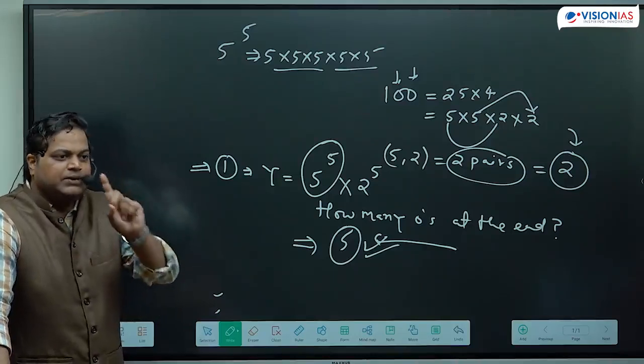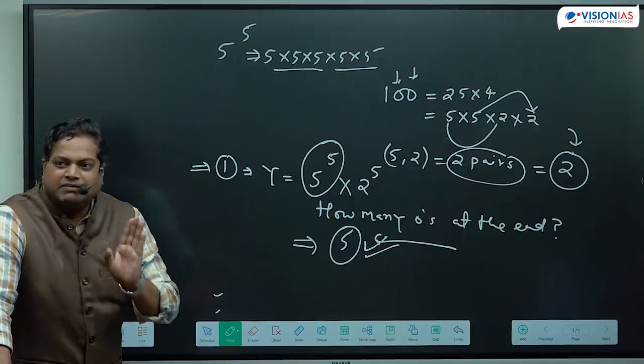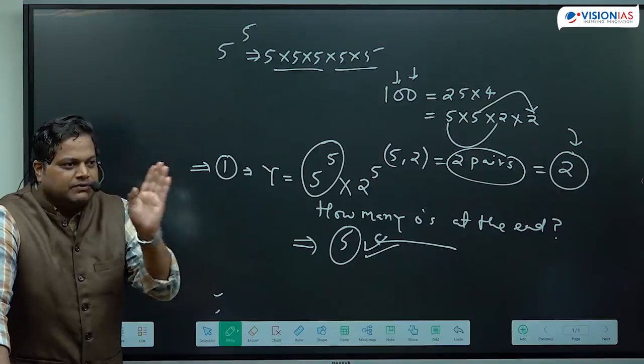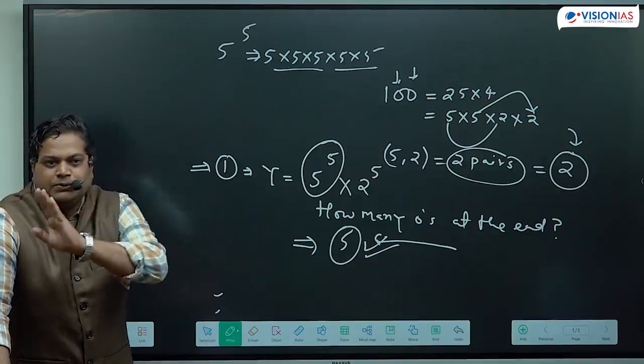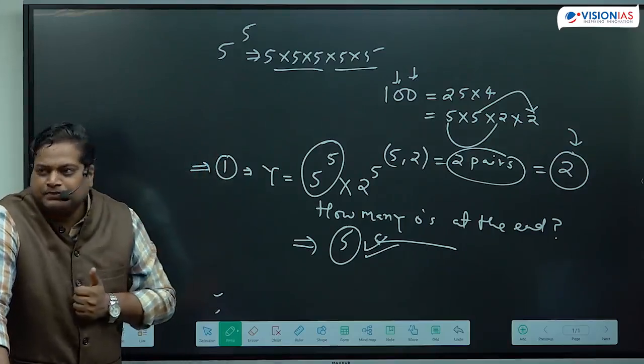So this way we are getting 5 zeros at the end. Basic idea, 5 and 2 का one pair से we are going to get 1 0 at the end. 5 into 2 क्या होता है? 10. 5 into 2 into 5 into 2, that means 2 tens we are going to multiply. तो 2 0 आ जाएंगे.